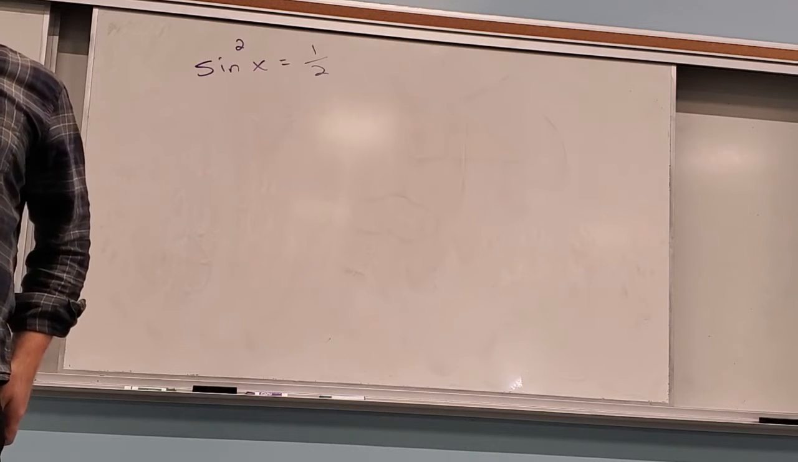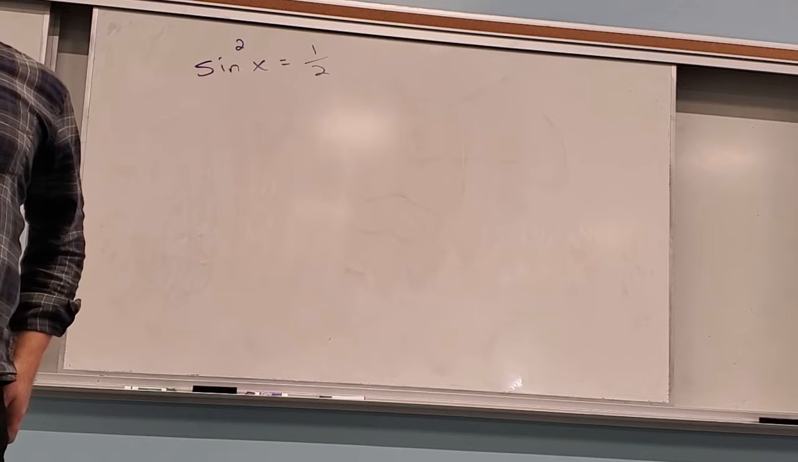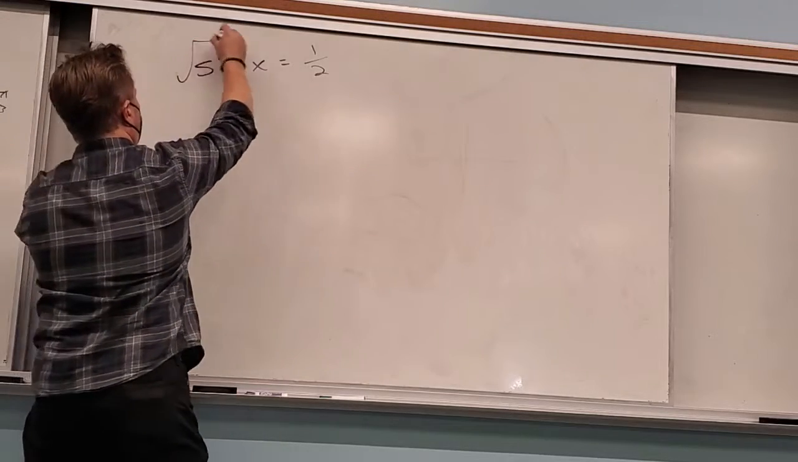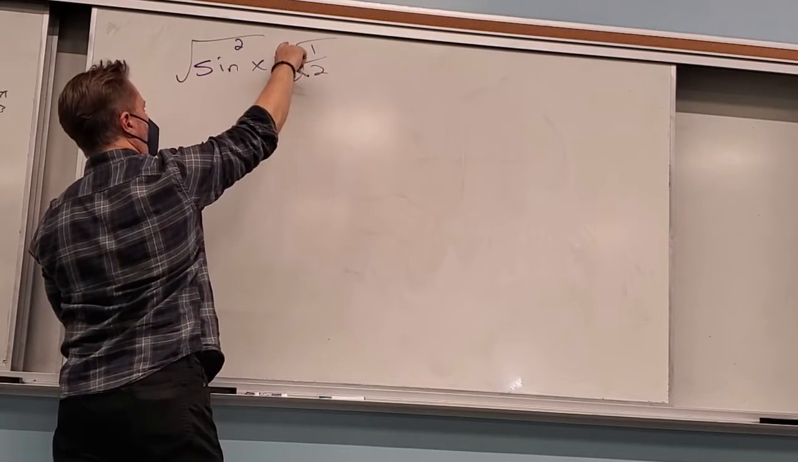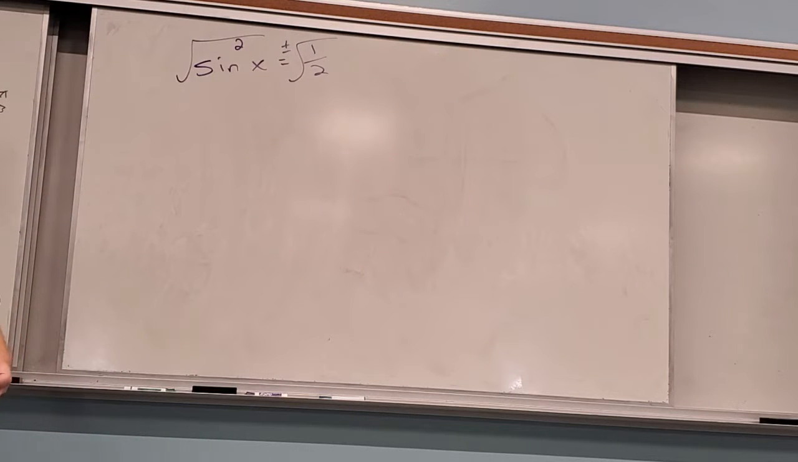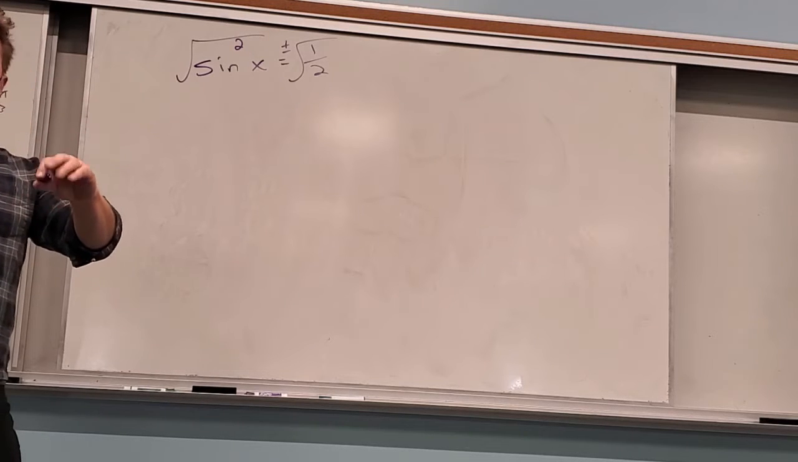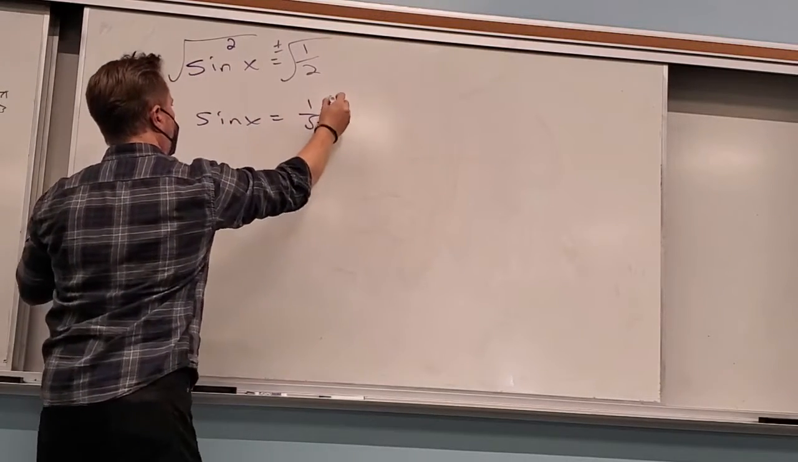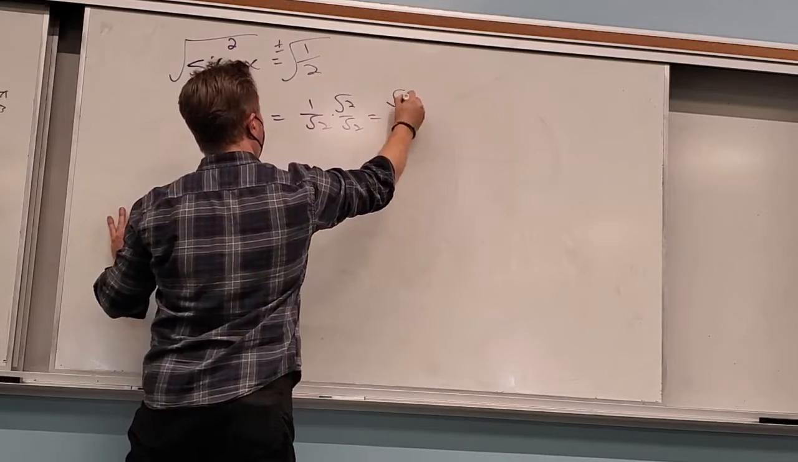Can't do an inverse sine because I don't have a sine. I have a sine squared. So what's the first thing I should do? Square root. Oh, plus or minus, right? Always. Whenever you take a square root, it's got to be plus or minus. You guys really understand why that's true? So I always have to put plus or minus when you're the one taking the square root. So I get sine x equals plus or minus 1 over rad 2, I can rationalize that to be rad 2 over 2.